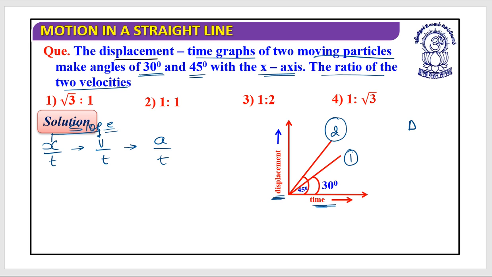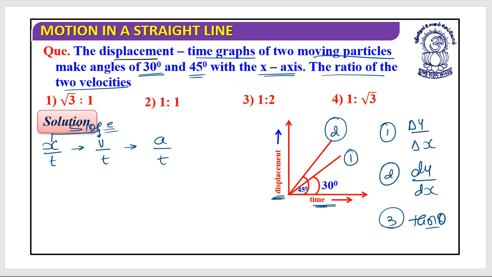So what are the options we have for the slope? Let's write it down here. One of the options is delta y by delta x. A second option is dy by dx, and the third option is tan theta. Now tell me which one best suits you. Yes, in this case tan theta can be used because we have a value of theta. But before we go, tell me from where we are going to measure the theta. Yes, from the x-axis.